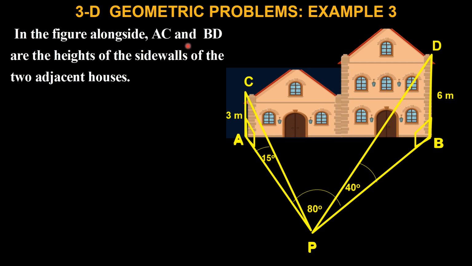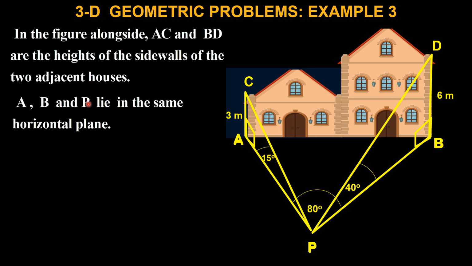In the figure alongside, we've got AC, there's AC, and BD, they are the heights of the side walls of two adjacent homes. This one is a double story, and that's also with a little loft up there, right? But this one is 3 floors, and this one has got two floors there. We want the heights of the side walls, so it's the walls on the side, this side and that side. Okay, and A, B, P lie in the same horizontal plane. A, P, and B, they are points that lie in the same horizontal plane. So there's my horizontal plane there.